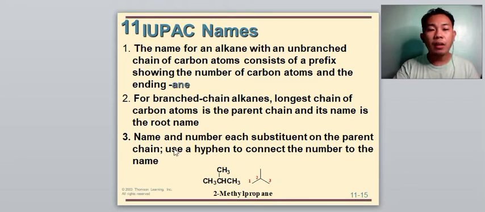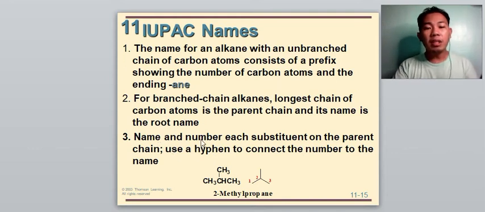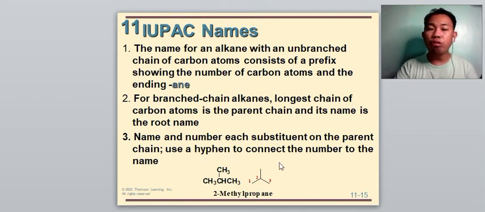That's for number 1. For number 2, for branched chain alkanes, the longest chain of carbon atoms is the parent chain and its name is the root name. And we number each substituent on the parent chain, using a hyphen to connect the number to the name. So in this example, the longest chain here is propane: 1, 2, 3. And this is the substituent that is attached to carbon number 2 of the longest alkane. Therefore, we name it 2-methylpropane.